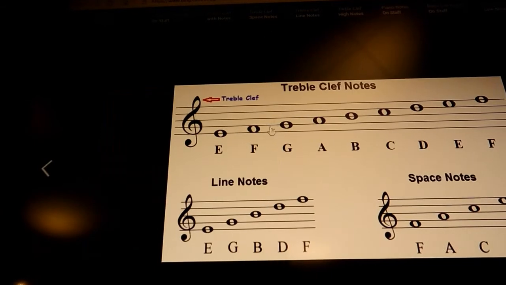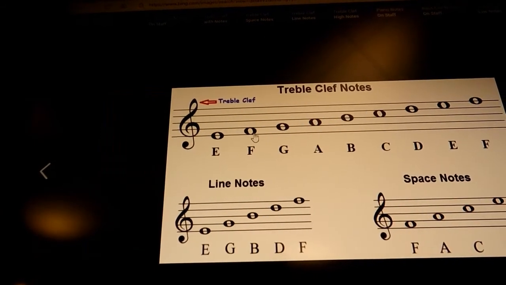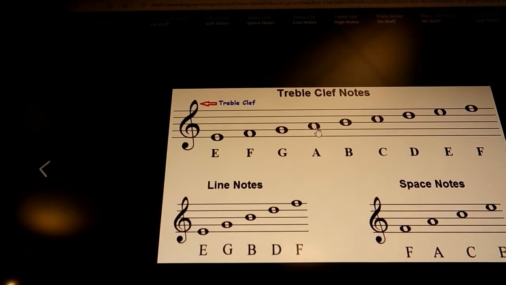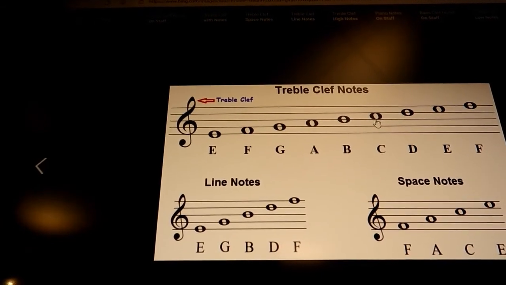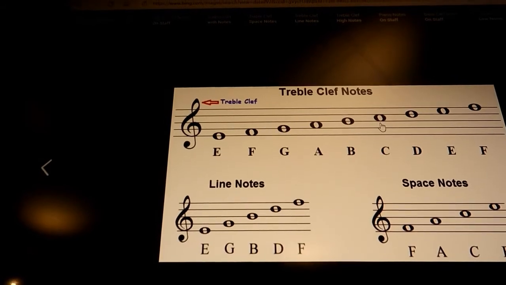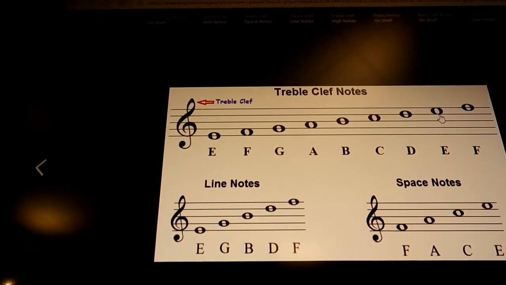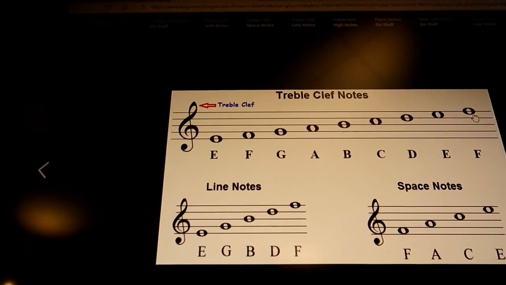If we look at the full staff here, here's the E we were just talking about. Here's the first space, which is F. Second line is G. Second space is A. Third line is B. Third space is C. This is 1 octave above middle C. And then fourth line is D. Fourth space is E. And fifth line is F.